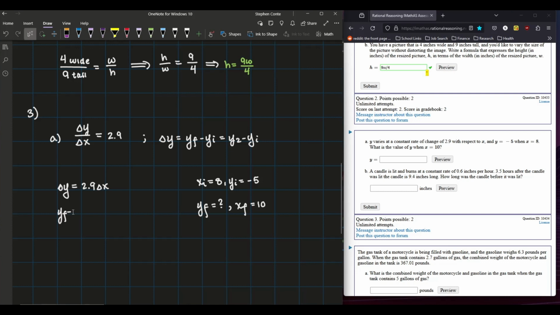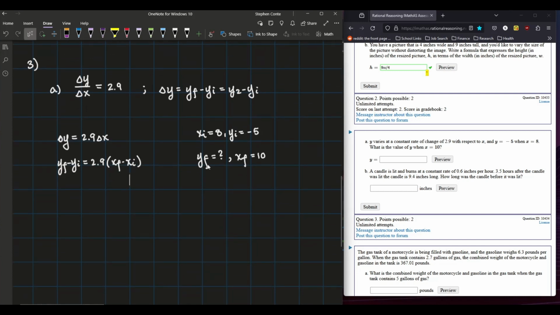We can plug in the fact that y final minus y initial is delta y, and the same thing for delta x. Make sure to put a parenthesis here, because you're not just multiplying 2.9 to x final, you're multiplying it to the entire term. And then we just plug in our values and solve for y final. So we have y final minus y initial, where y initial is -5, so minus -5 equals 2.9 times 10 minus 8, which tells us y final plus 5 is equal to 2.9 times 2.